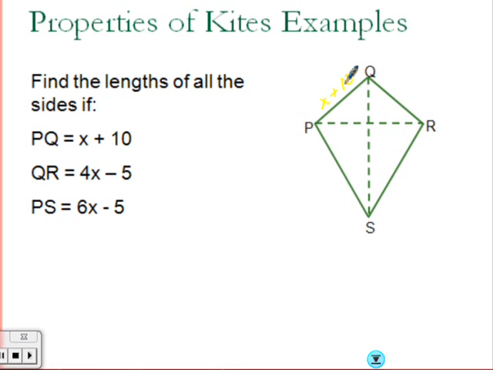So we have x plus 10 for PQ. QR is equal to 4x minus 5. And PS is 6x minus 5. The directions say to find the lengths of all the sides. So we're going to solve for x and then find the lengths of the sides. We solve for x by setting the two congruent sides equal to each other. So we get x plus 10 equals 4x minus 5. So x equals 5. So PQ is equal to 15. QR is equal to 15. And PS, 6 times 5 is 30, minus 5 is 25. And obviously, RS is also equal to 25.